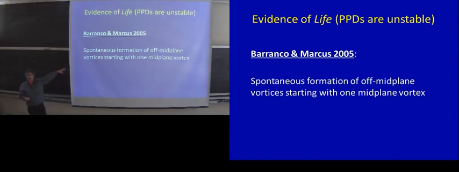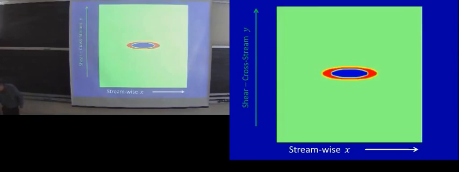And those are all the ingredients that you have in a disk around a star, because you've got the shear, because Kepler's law is not solid body rotation, it has shear. It's obviously rotating, and it is obviously stably stratified if it's got a Gaussian density profile. Okay, so we looked at these things.